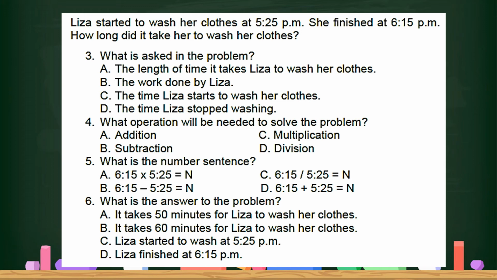Number 4. What operation will be needed to solve the problem? A. Addition. B. Subtraction. C. Multiplication. D. Division. Number 5. What is the number sentence?